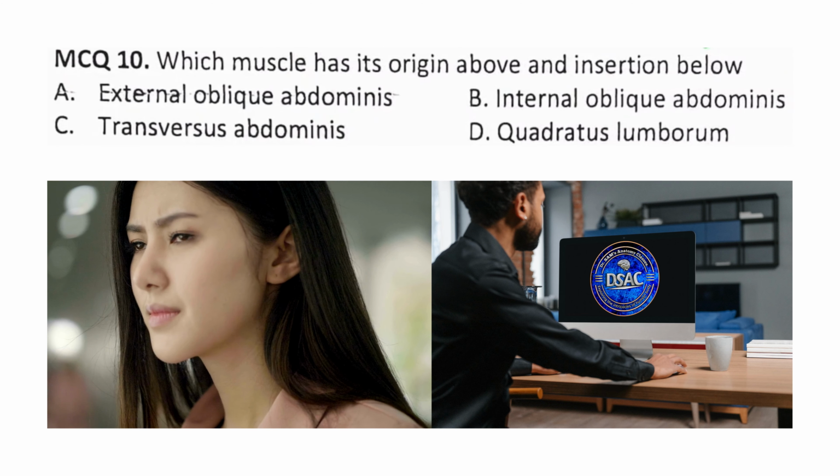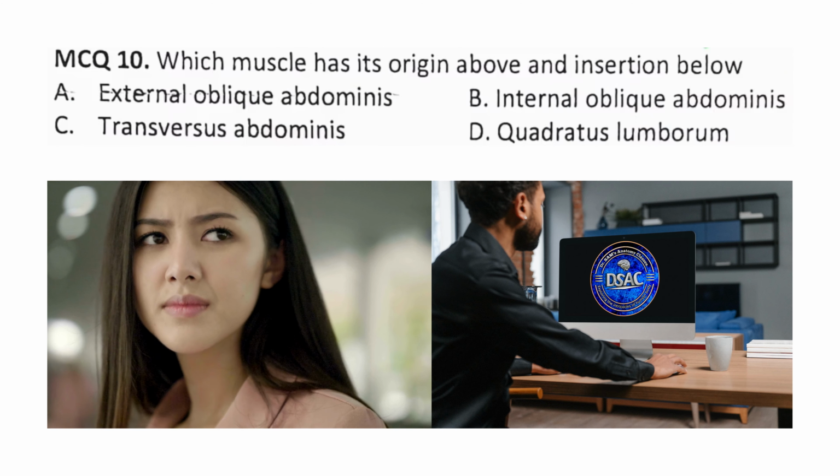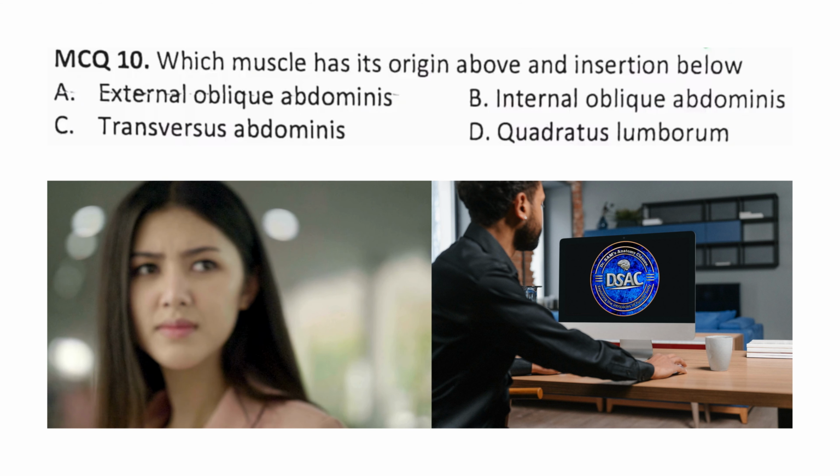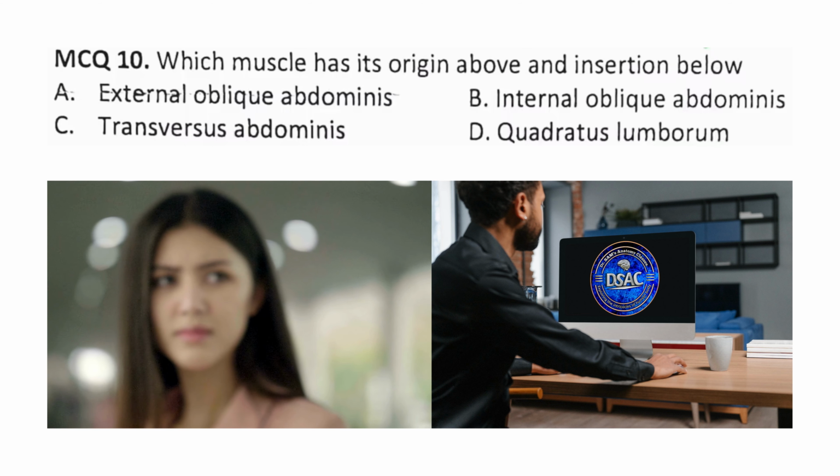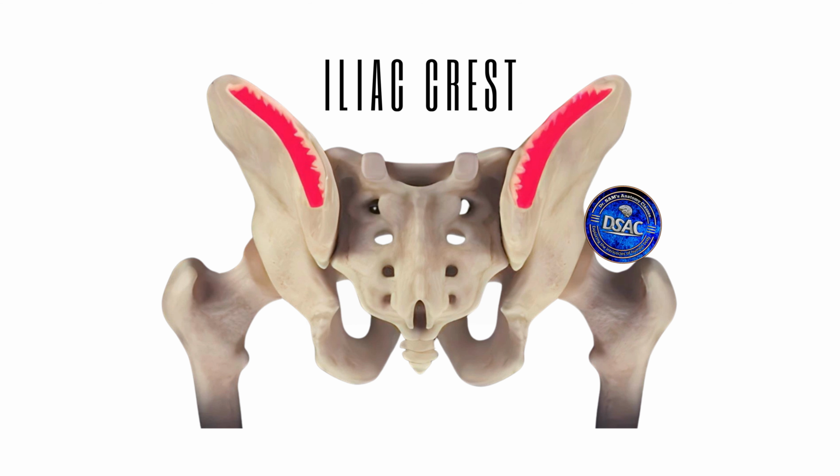Question number 10 is, which muscle has its origin above and insertion below? Choices are external oblique abdominis, internal oblique abdominis, transversus abdominis, quadratus lumborum. Now to understand this, you simply need to understand the attachments on the iliac crest.